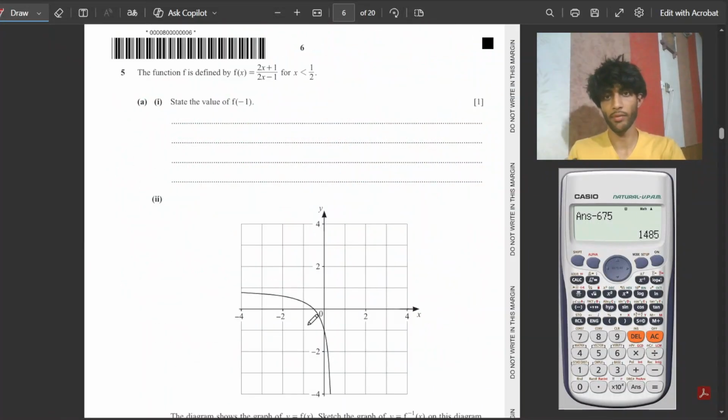So we're on question number 5 now. It's a functions question. They say a function f is defined by f of x equals this fraction, and the domain has been given to us as x is less than 1 by 2. State the value of f of -1. Therefore, we can solve this, so we can actually do this on our calculator. And we're going to put in over here 2 times -1 plus 1. And then we have 2 times -1, -1. So this is 1 by 3. That's the value of f of -1.